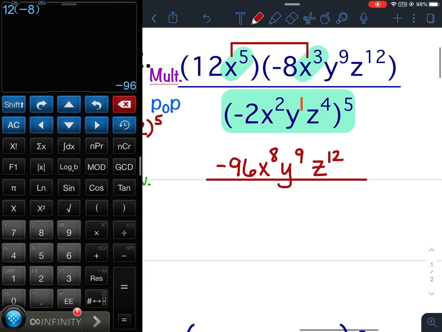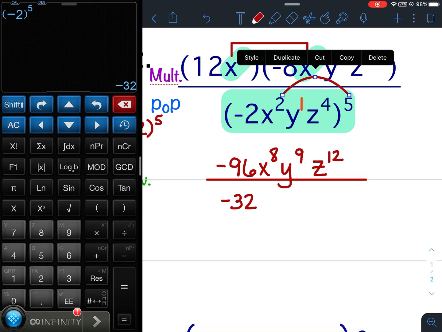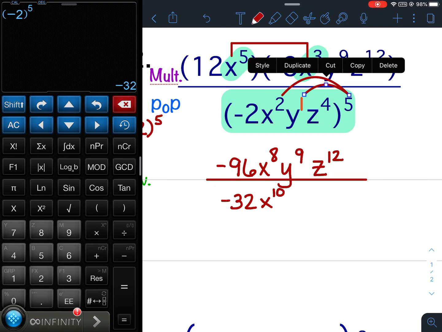On the bottom, I do power of a product, starting with the coefficient of negative 2 to the 5th power, which is negative 32. And now I multiply exponents. So I would get x to the 10th, y to the 5th, and z to the 20th.